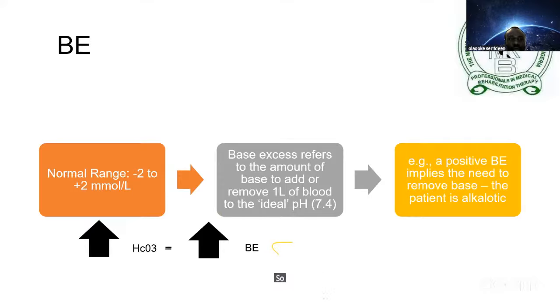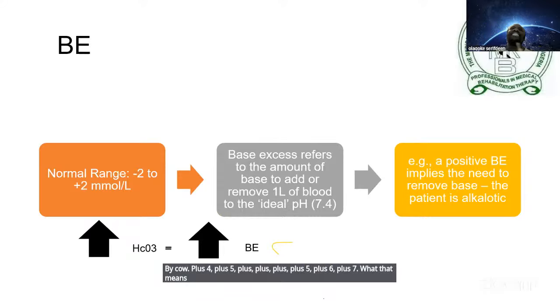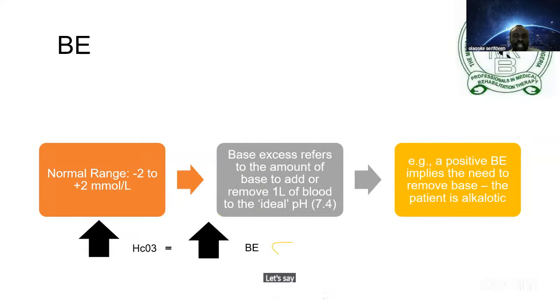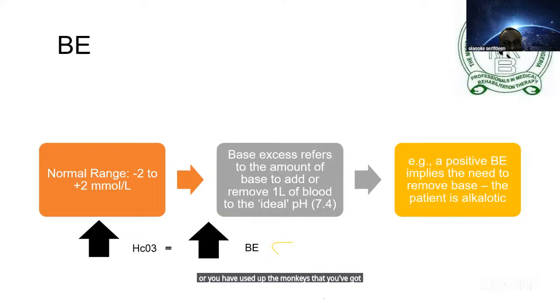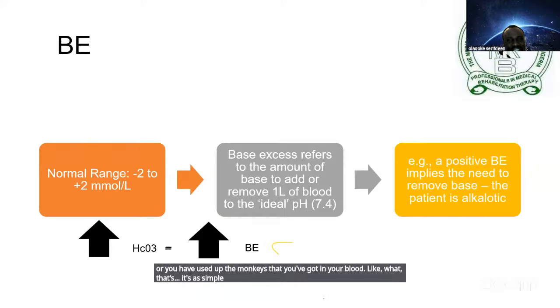So now it's as simple as this: if you've got large numbers, +4, +5, +6, +7, what that means is you've got excess base, excess bicarb, excess monkeys. And again, if you've got, let's say, -1, sometimes you might see anything less than -2, what that means is you have lost too many monkeys, or you have used up the monkeys that you've got in your blood. It's as simple as that. If that makes sense to somebody.